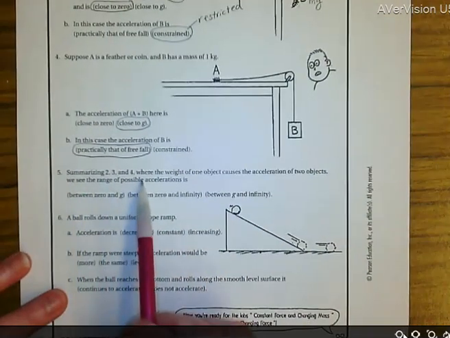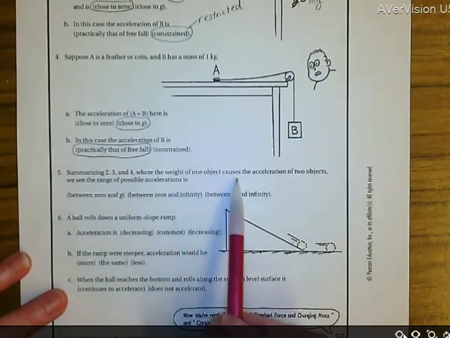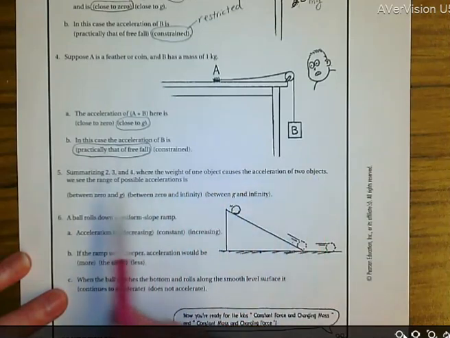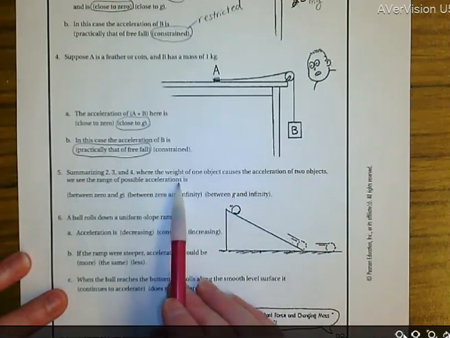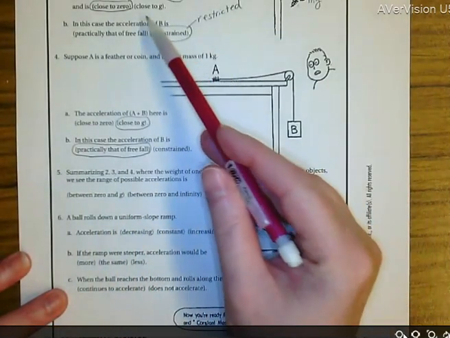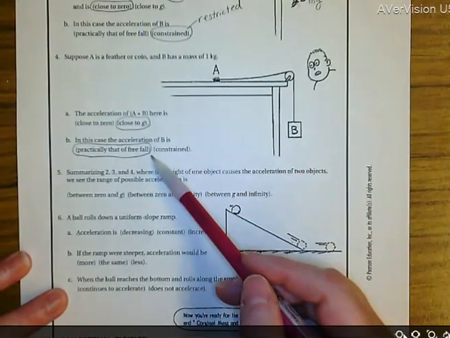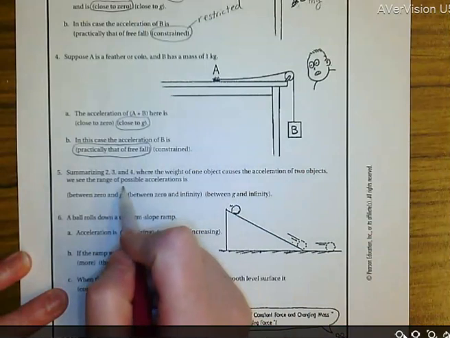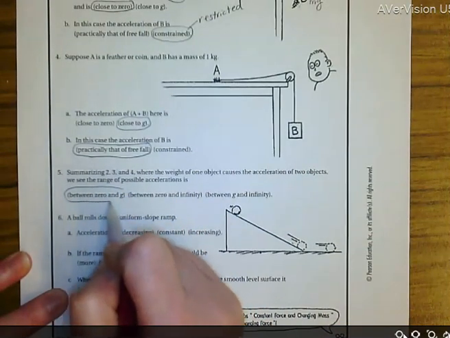Summarizing 2, 3, and 4, where the weight of one object causes the acceleration of two objects, we see the range of possible accelerations. Here, right, it was almost 0. Here it was free fall, so it's between 0 and g.